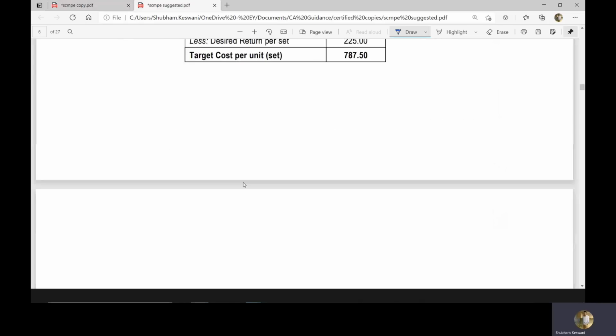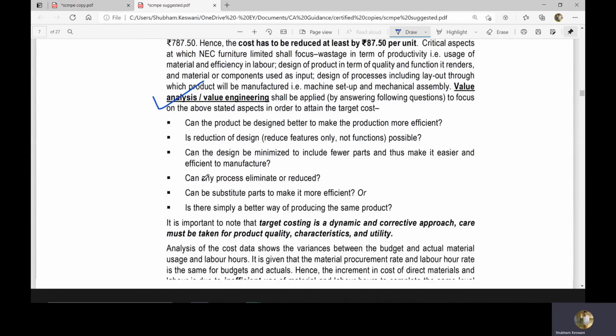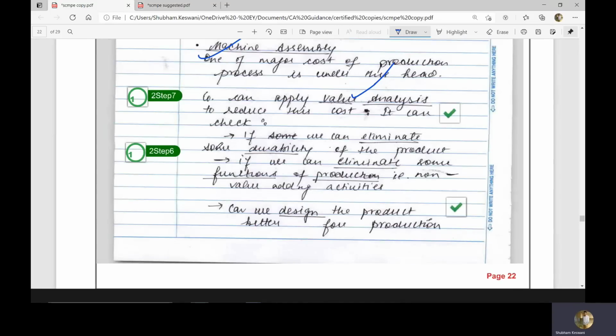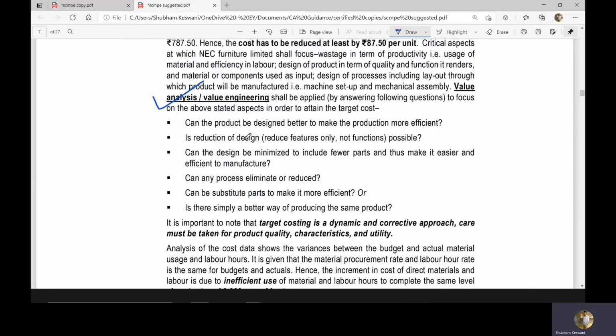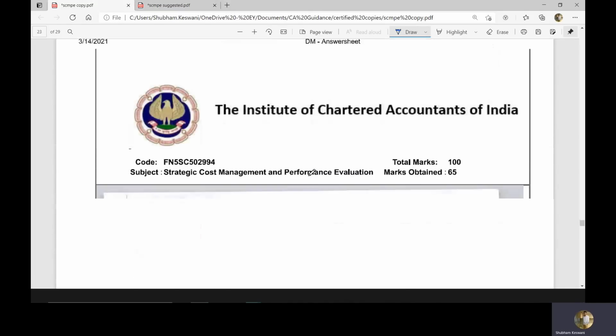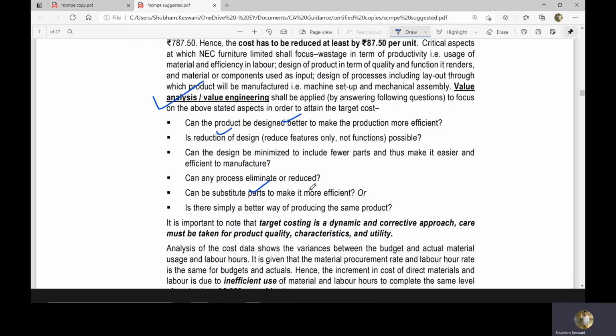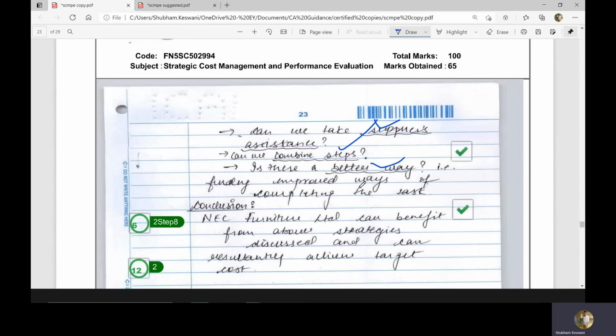Now let's see what ICI has given in its own strategy. So again, value analysis, value engineering, these parts like elimination, durability, eliminate functions, design the product better. Reduction, design the product better. Eliminate, cost can be minimized. Substitute parts. Can we design the product better? I think I would have written substitute parts also. Suppliers assistance, combine steps, better way. I would have written that definitely. Yeah, better way also I have written.